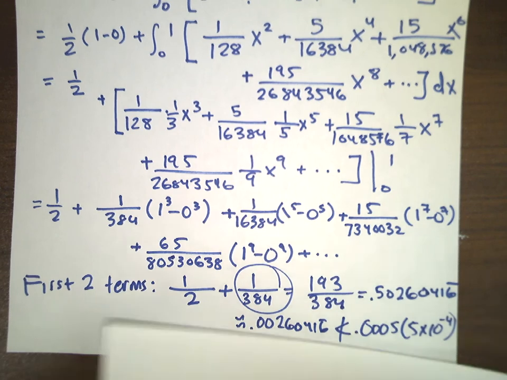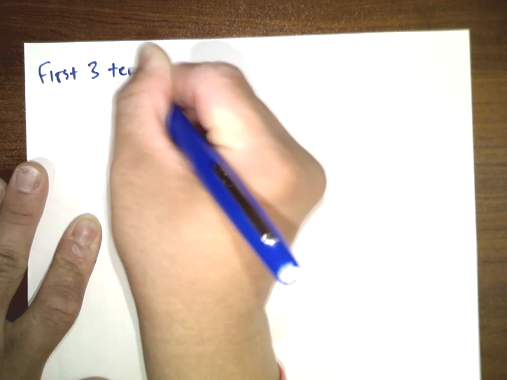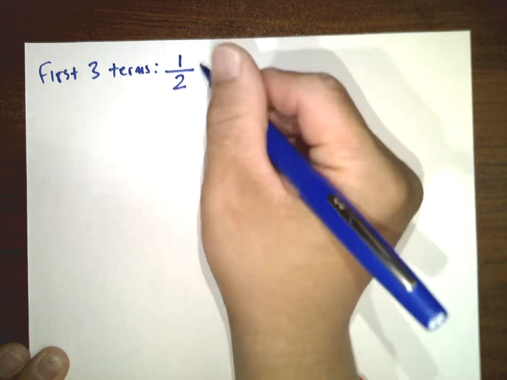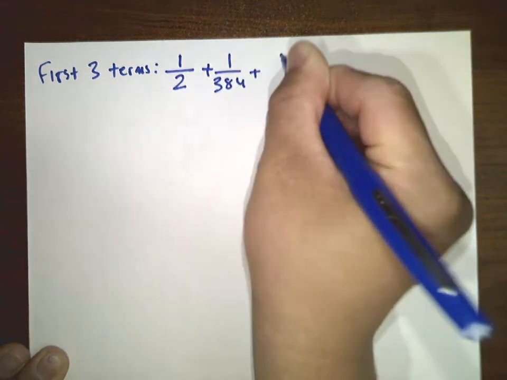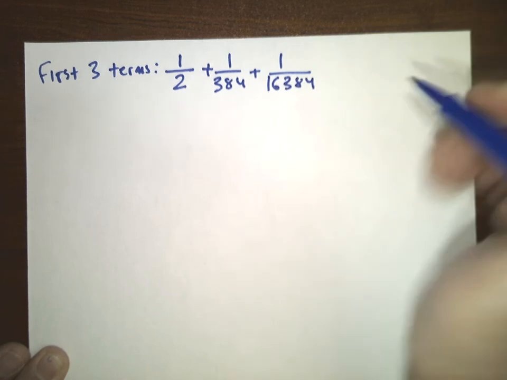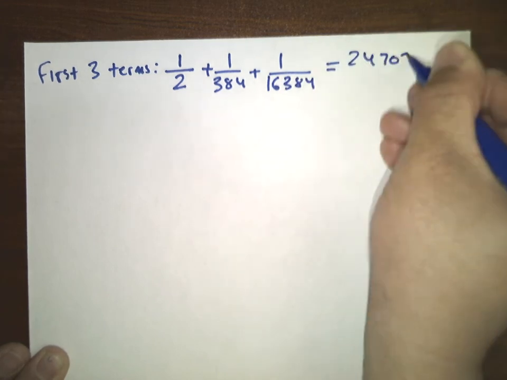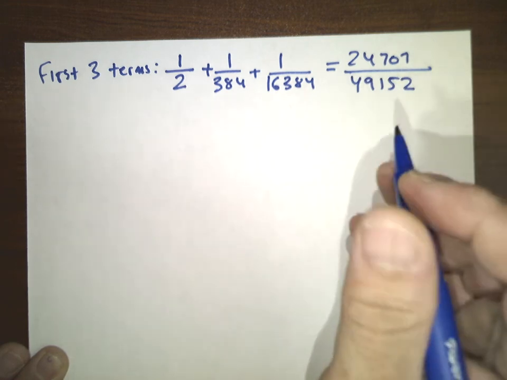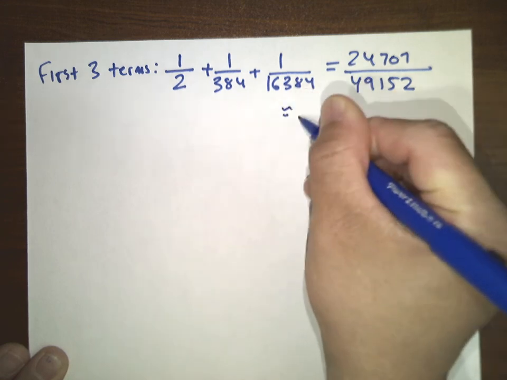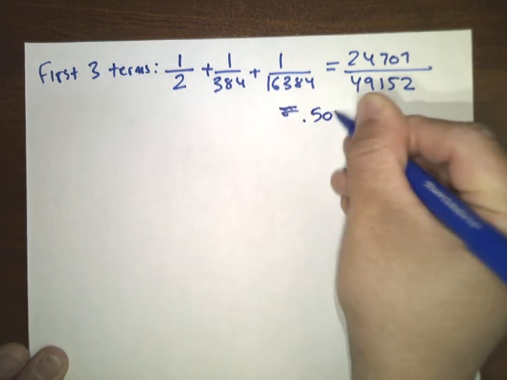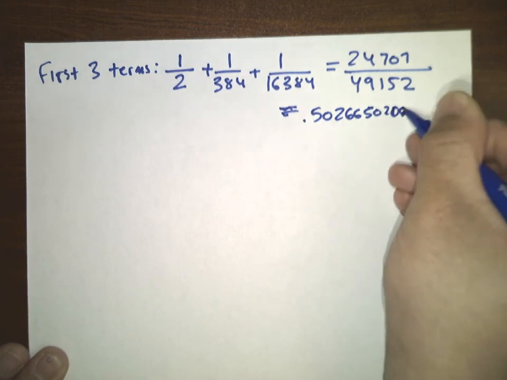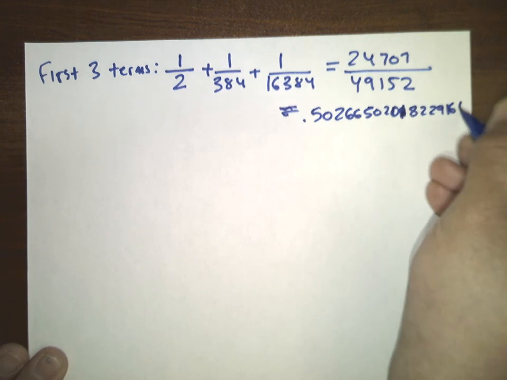So now let's try with the first three terms. With the first three terms, I will have 1/2 plus 1 over 384 plus 1 over 16,384. And so that will end up being 24707 over 49152. And that's approximately, are you ready for this, well, equal to 0.502665021, and so on.